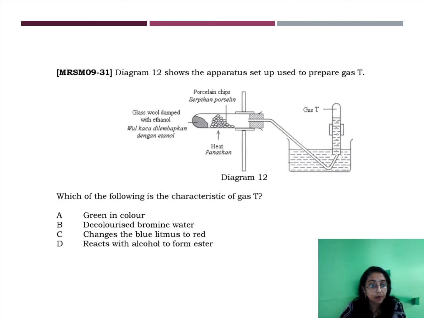And now, this is the setup for dehydration. They request you to find the characteristic of gas T. Same thing, what you should know is we are converting the alcohol to its respective alkene. So now I'm using ethanol, and ethanol is going to form ethene. So what's the reaction of ethene? Ethene, as I told you just now, can decolorize two reagents: either acidified potassium manganate(VII) or bromine water. So the best answer that we can get here is decolorized bromine water.